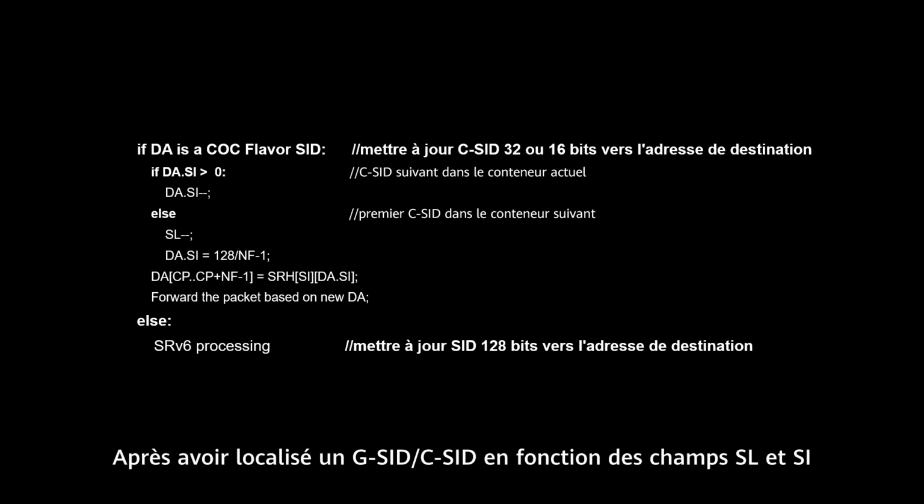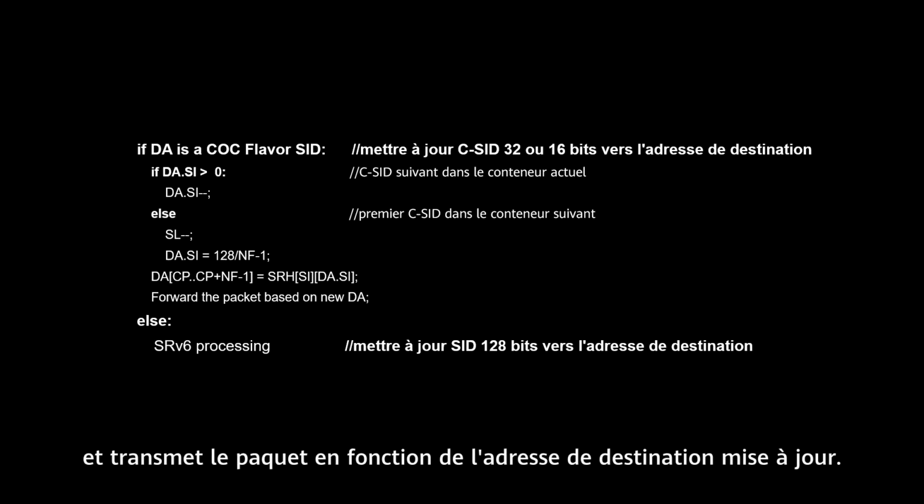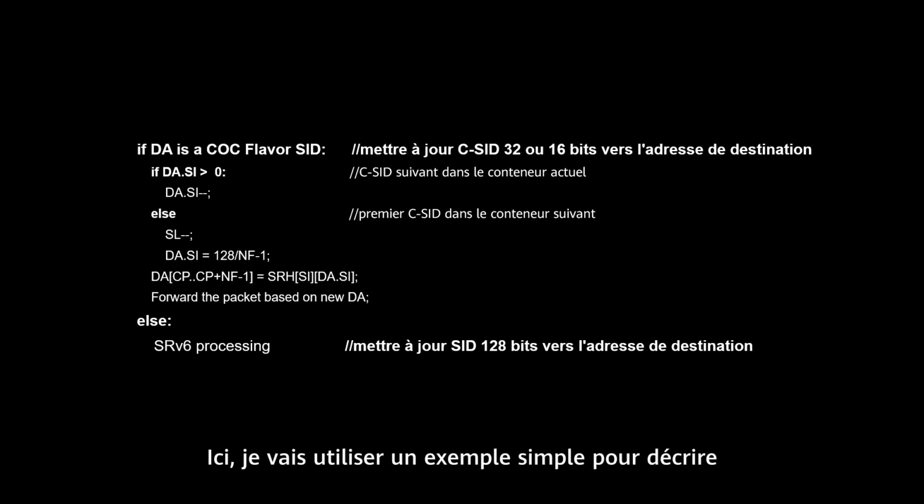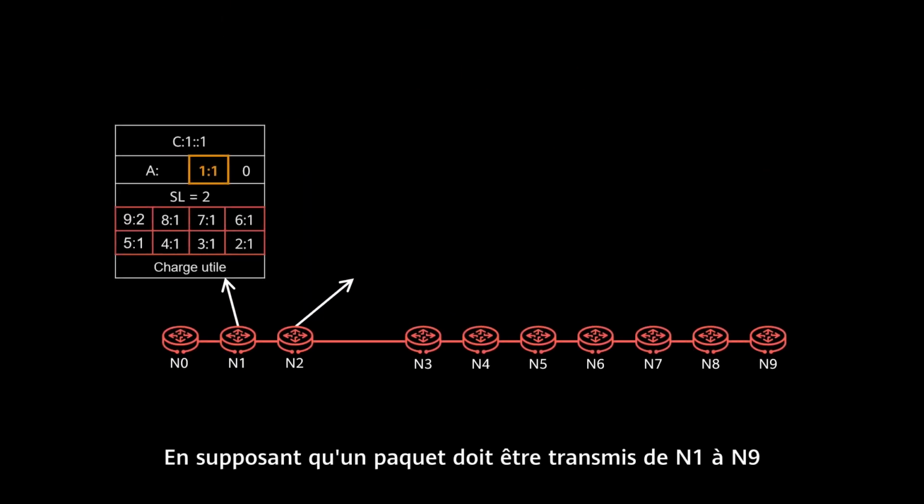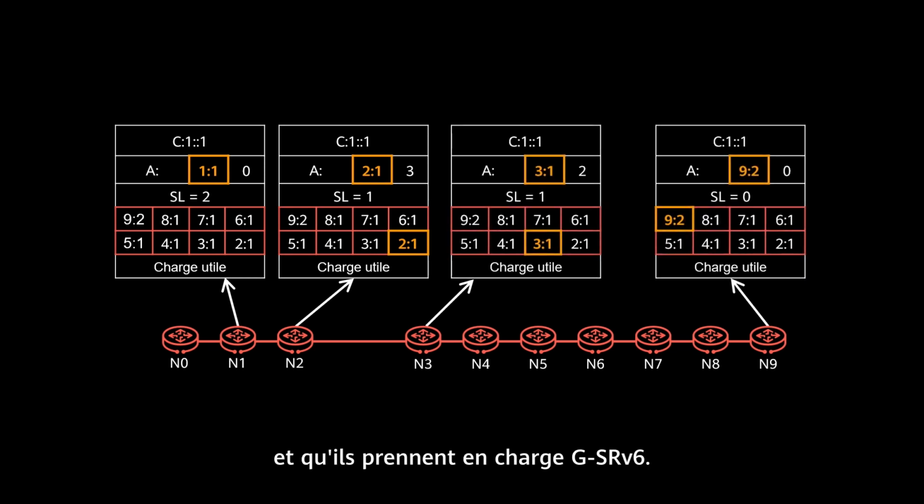So after locating a G-SID or C-SID in the SRH, we can update the C-SID to the IPv6 destination address, and then we can forward the packets based on the updated destination address. Here, I will use a simple example to describe how G-SRv6 works in forwarding. Assume that a packet needs to be forwarded from node 1 to node 9, and they support G-SRv6.